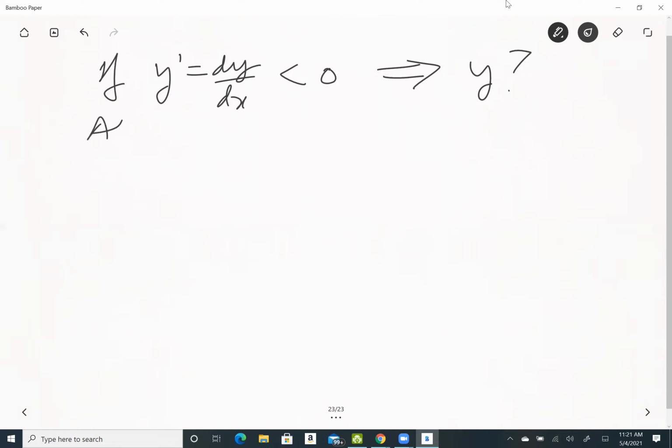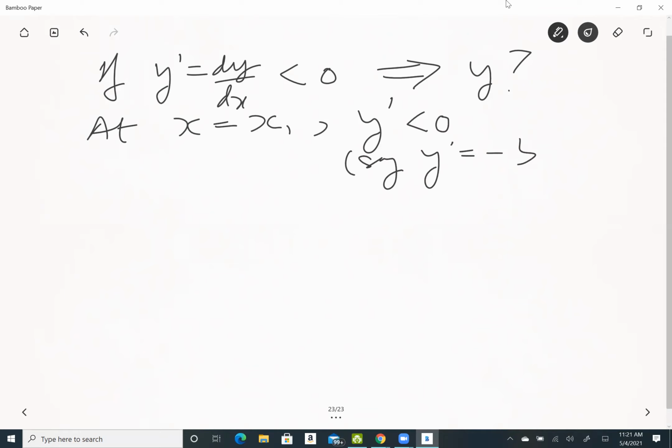So now, if the y prime, equal to dy/dx, is less than 0, then what happened to the y? Let's say at x equal to x1, the y prime is less than 0. Example, say y prime equal to -5. Then what happened to y? Let's look at an example.